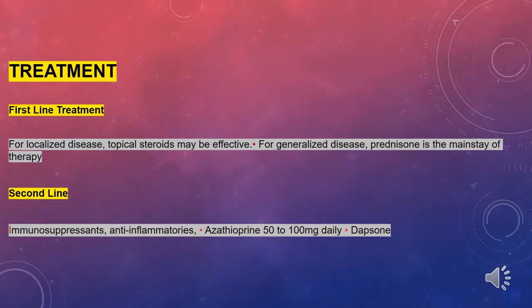For localized disease, topical steroids may be effective, and for generalized disease, prednisone is the mainstay of therapy and often works to stop the blistering. The initial dose of prednisolone, one should know, for many of the cases is 1 milligram per kg per day.